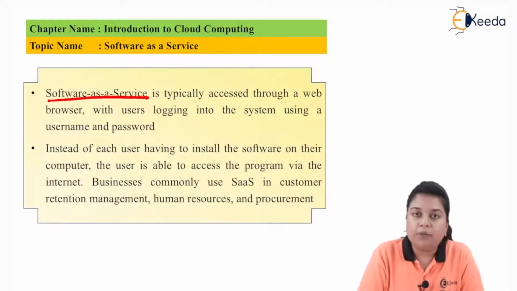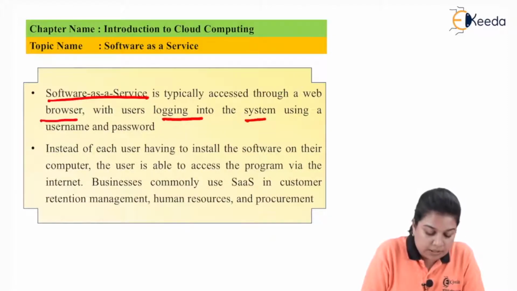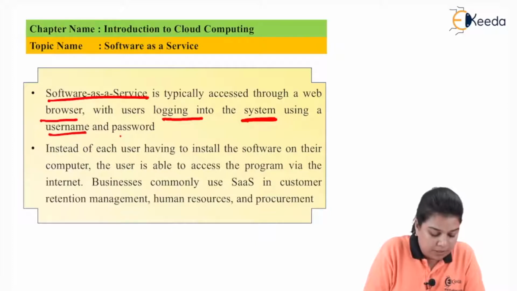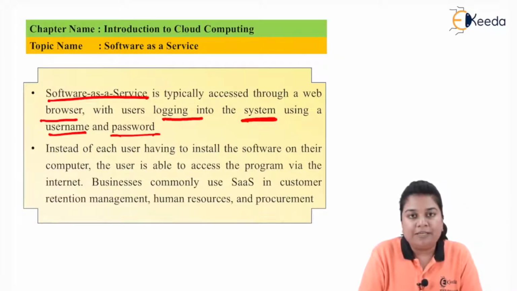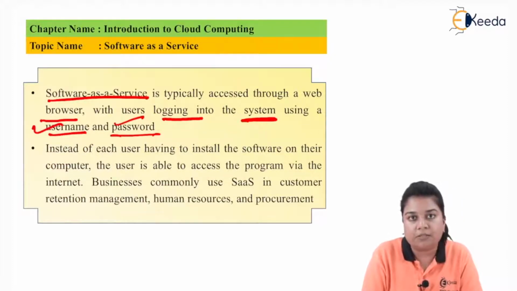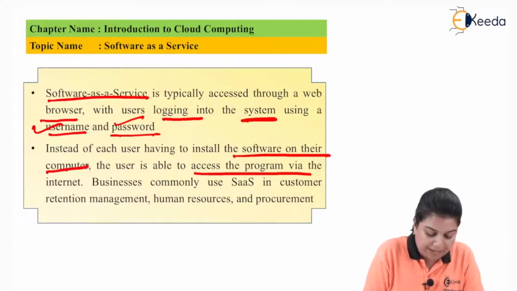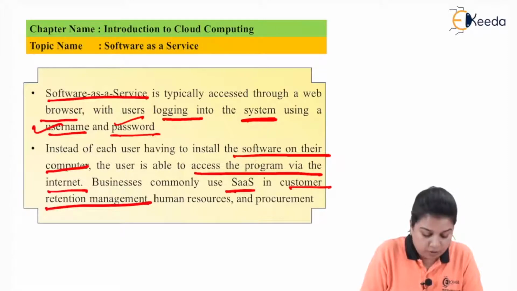Software as a service is typically accessed through a web browser, with users logging into the system using a username and password. Say, for example, if I am accessing a Gmail account, I have that username and password, and I am accessing software as a service of Google. Instead of each user having to install software on their computer, the user is able to access the program via the internet. Businesses commonly use software as a service in customer retention management, human resources, and procurement.